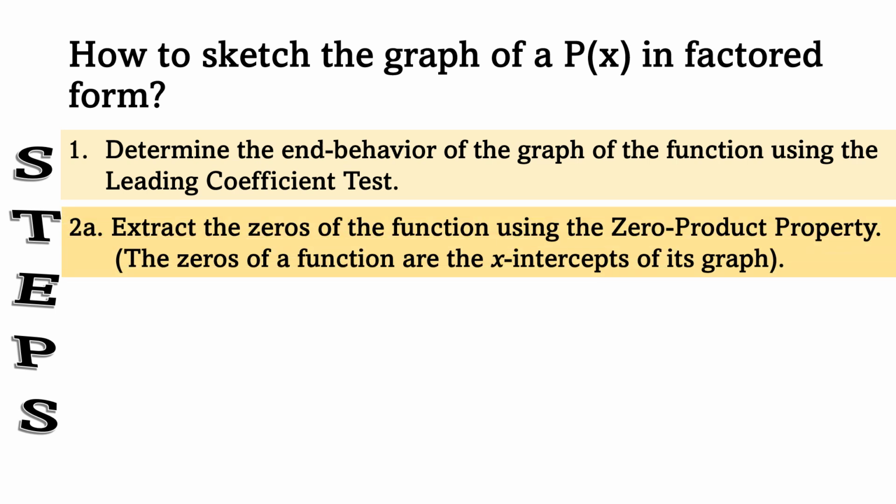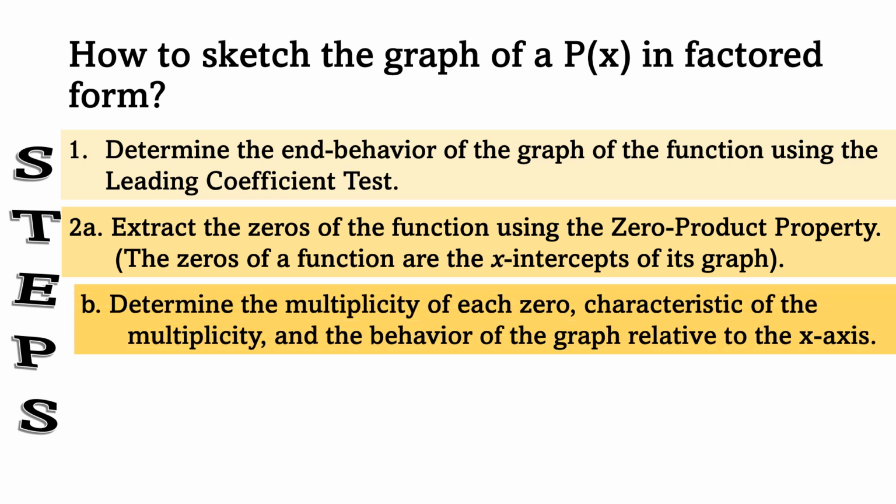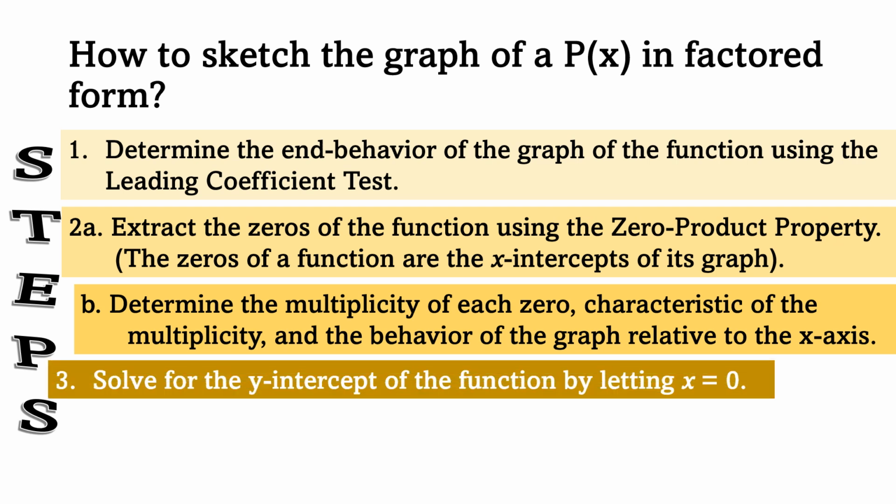Number 2. Extract the zeros of the function using the zero product property. The zeros of a function can also be the x-intercepts of its graph. Then determine the multiplicity of each zero, the characteristic of that multiplicity, and the behavior of the graph relative to the x-axis. Number 3. Solve for the y-intercept of the function by letting x equal 0.